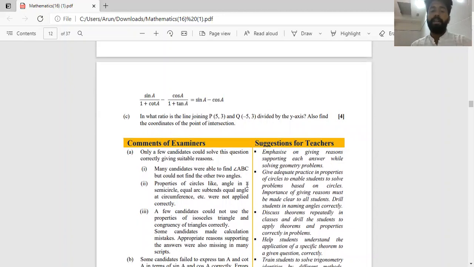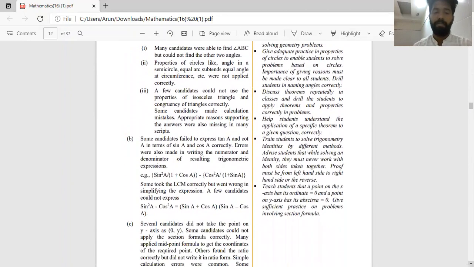Next, in what ratio is the line joining P (5, 3) and Q (-5, 3) divided by the y-axis? And also find the coordinates of the point of intersection. So you have to use the section formula in this.